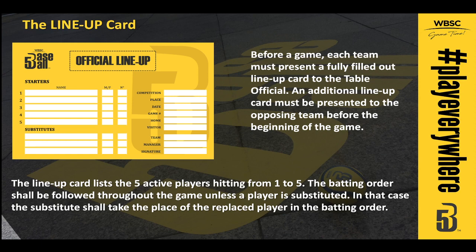The lineup card lists the 5 active players hitting from 1 to 5. The batting order shall be followed throughout the game unless a player is substituted. In that case, the substitute shall take the place of the replaced player in the batting order.